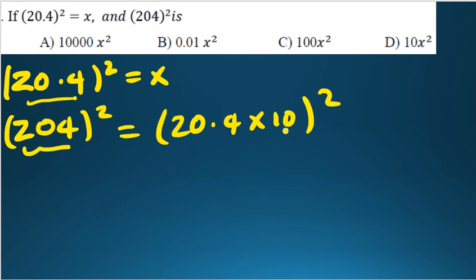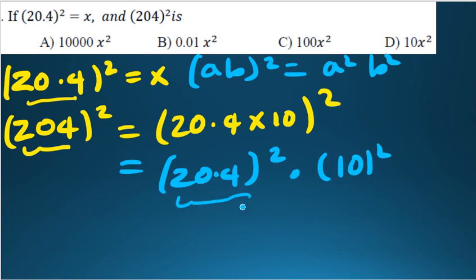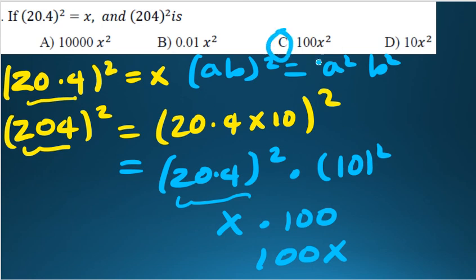Then the square can be given for each number in the product, because remember there is a rule which says AB the whole square is the same as A square B square. So this means 20.4 square times 10 square. Instead of times, better to put just a dot. What does this mean? This means x times 10 square, which is 100. X times 100 will be 100x. So the answer should be C, but without the square on x. Yeah, it's a problem of editing. It's okay. So the answer must be C, but without square.